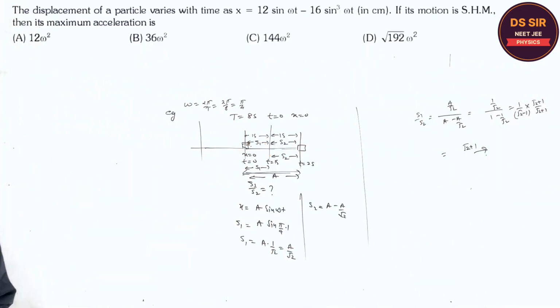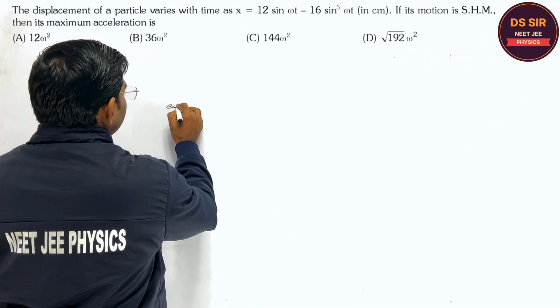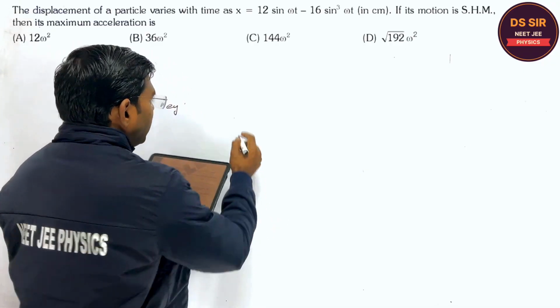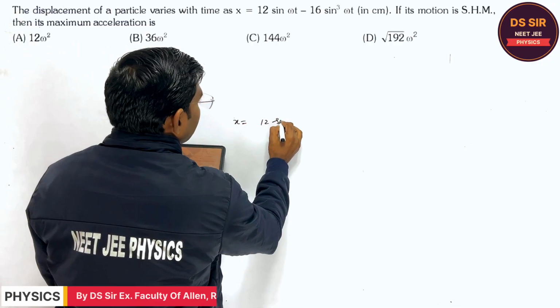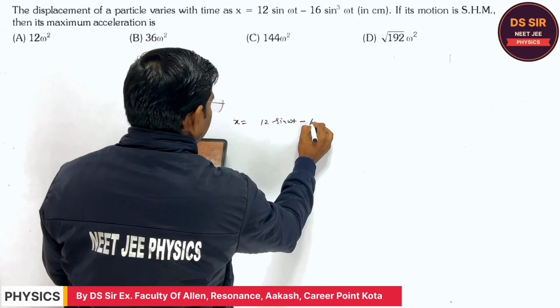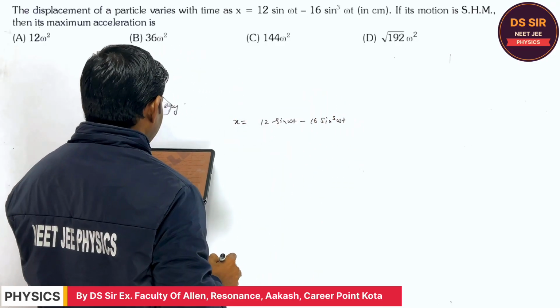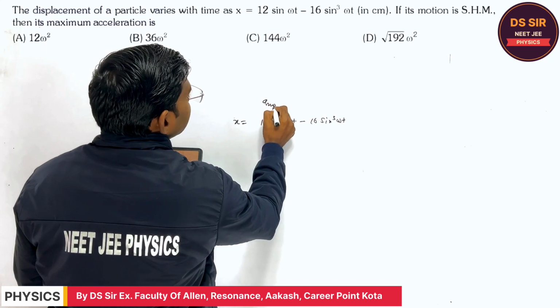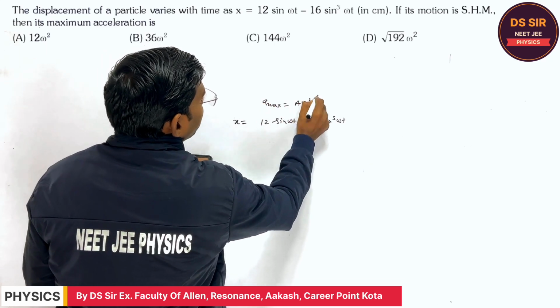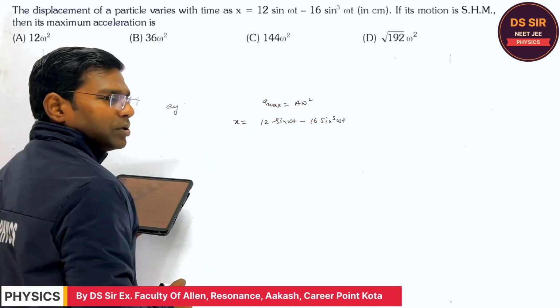Copy this. Just read this question. The displacement of the particle is given as 12 sine omega t minus 16 sine cube omega t. They are asking the maximum acceleration, which is equal to a omega square. Is it clear or not, you tell?